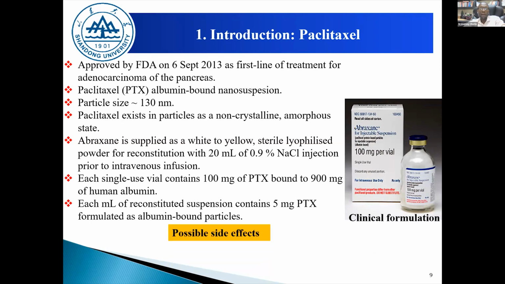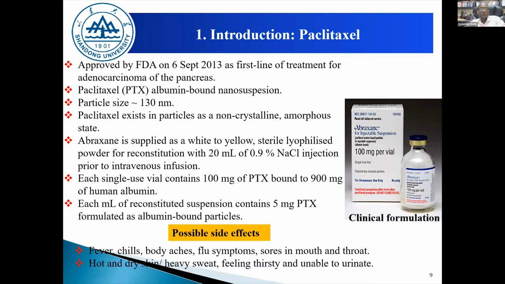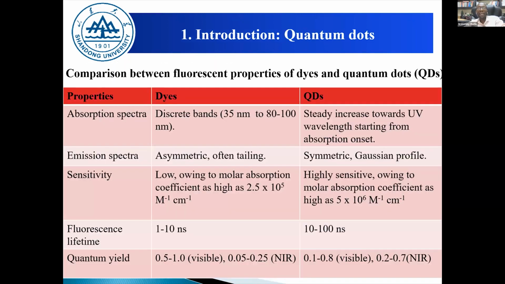Now, what are the side effects of Abraxane? You have fever, chills, body aches, flu symptoms, sores in mouth and throat, hot and dry skin, heavy sweating, feeling thirsty and even being unable to urinate. We also have unusual bleeding, especially in the nose, mouth, and tongue.